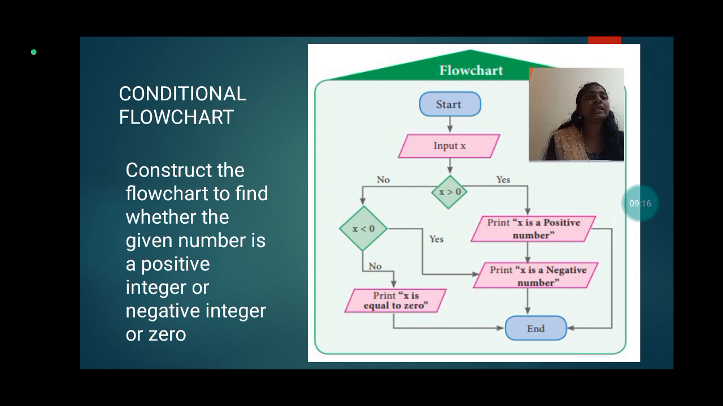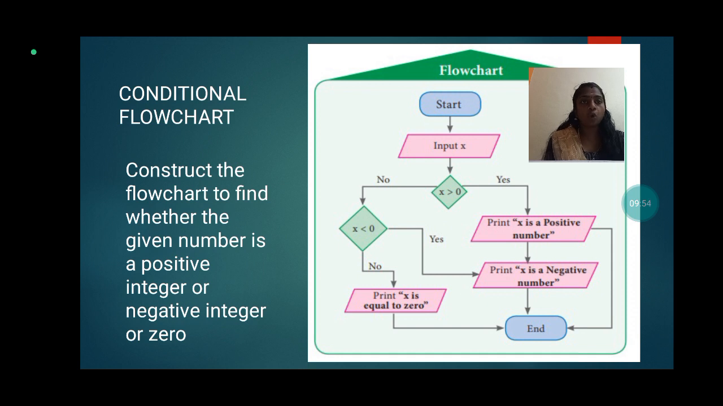On the left side, we take no. First, we are going to take x greater than 0. It is a positive integer. So, what output do we give? Print x is a positive number. Then we take the no place. What is the decision we take? x less than 0. Here we take yes, x less than 0. Then we get the output: print x is a negative number.